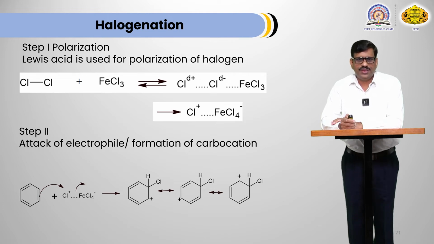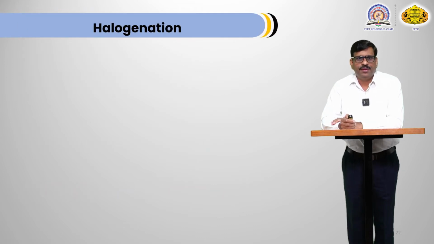For polarization, a Lewis acid catalyst is required. The chlorine interacts with the Lewis acid catalyst, and when polarization takes place, one chlorine becomes delta positive. Now that delta positive chlorine can act as an electrophile. Second step is attack of electrophile. The pi electrons interact with that polarized complex and there is formation of arenium ion.